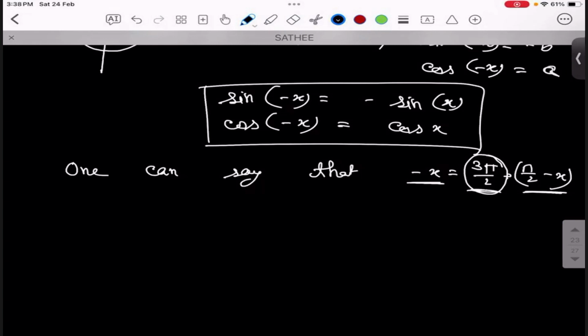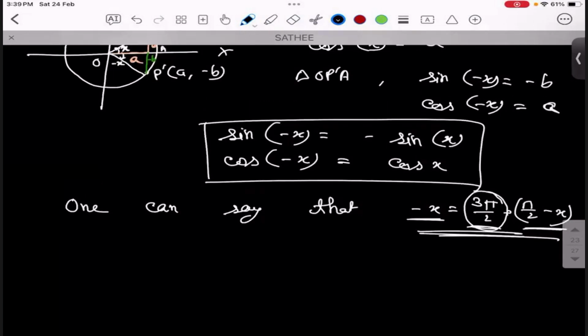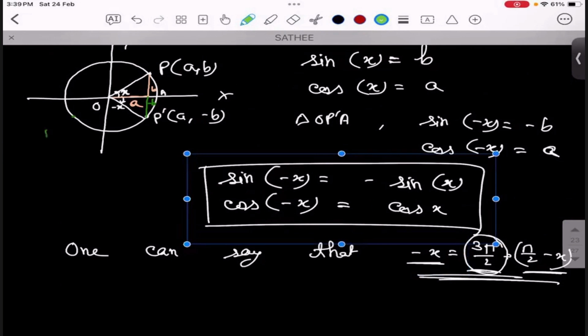So sine of minus x is nothing but sine of 3 pi by 2 plus pi by 2 minus x. So what about the fourth quadrant? We can say that in the fourth quadrant, sine gives us the negative value and cosine is positive. So what about this point P dash, P double dash? Here one can see that A is negative, but B is also negative. Both are negative.